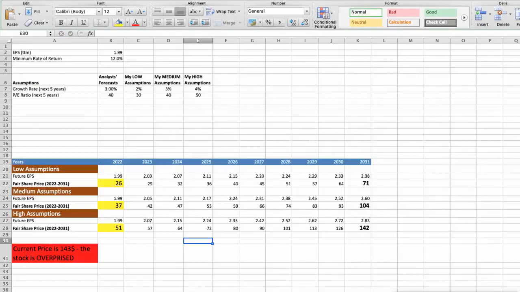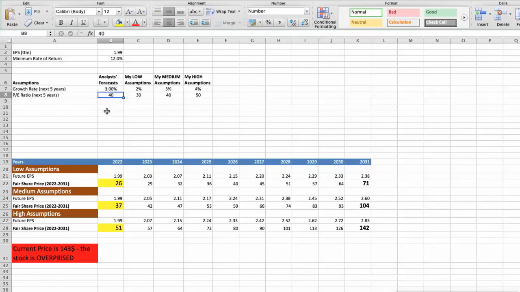Second model. Valuation based on earnings per share. This spreadsheet contains another financial data that we will use for the stock valuation. The current earnings per share for the company is 1.99. Minimum rate of return, I will use 12%, because when we invest in individual companies, we are looking for a higher return than the S&P 500. For Clorox, analysts forecast growth rate around 3% per year in the next 5 years, and future P/E around 40.